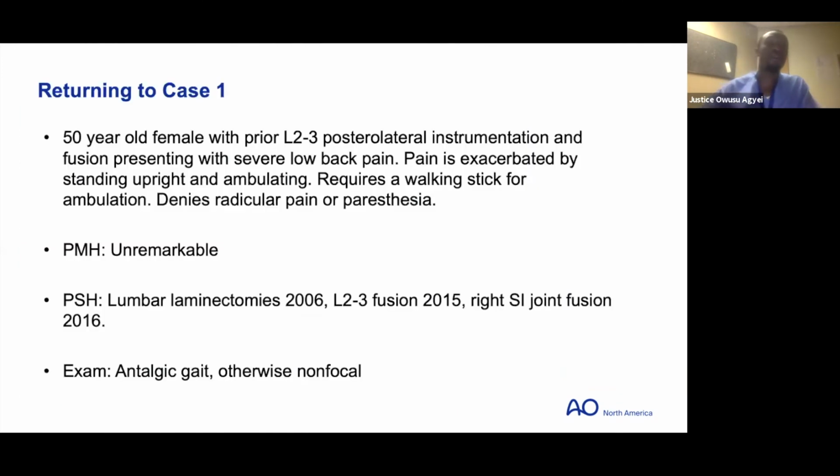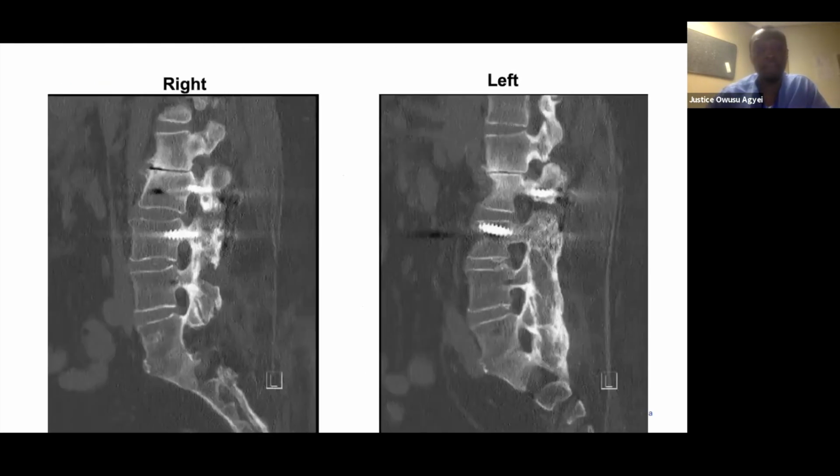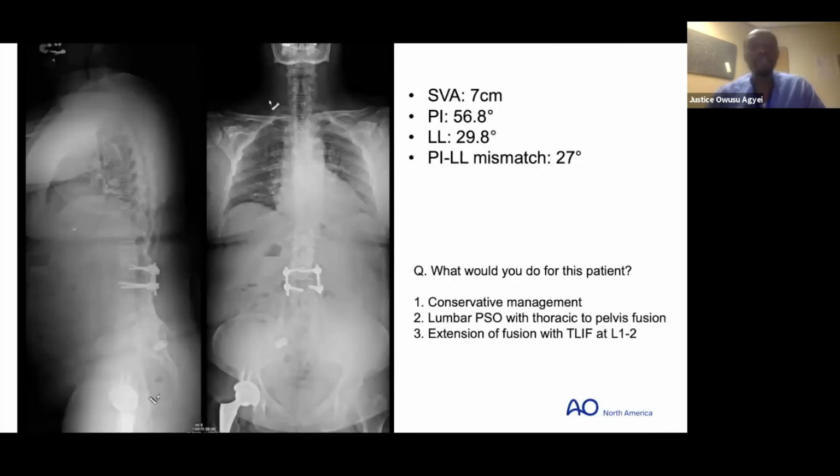So now returning to our cases, we're going to first go over the 50-year-old who had the prior L2-3 posterolateral instrumentation, coming in with severe back pain, with a fusion mass from L2 through L5, and with flatback deformity with what appears to be a flexible thoracic spine. The patient's lumbopelvic mismatch is 27 degrees. And I guess the question here is, what would you do for this patient? This goes out to the audience.